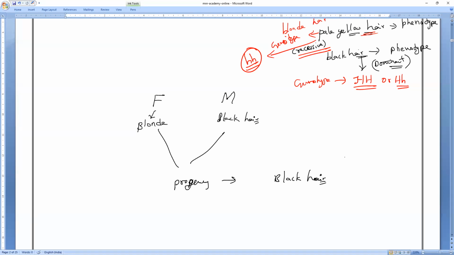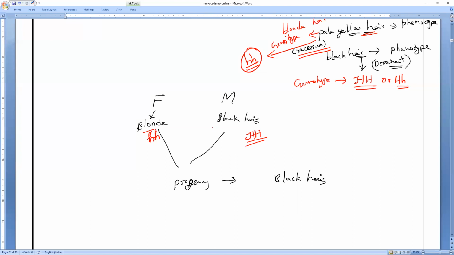Do you understand it? Now if the progeny has black hair, how will it be on the transmission of genes from father and mother? You can take the hair color from the mother, and see how it takes place from the father. So what does the mother cell contain? Mother may have capital H, capital H, for black hair. For example, I'm taking the mother as capital H, capital H, and the father is always recessive, so small h and small h.